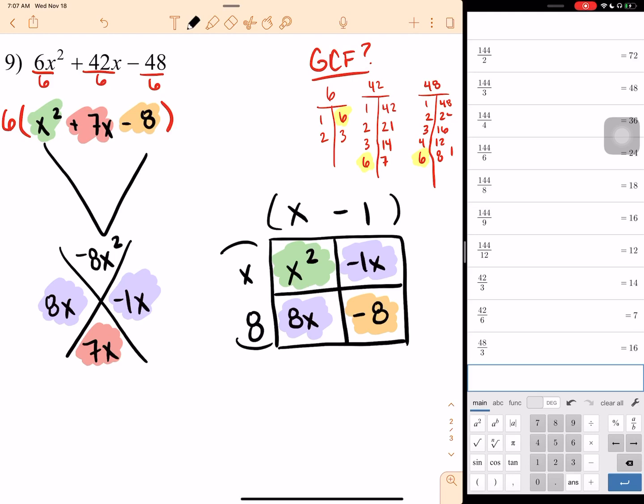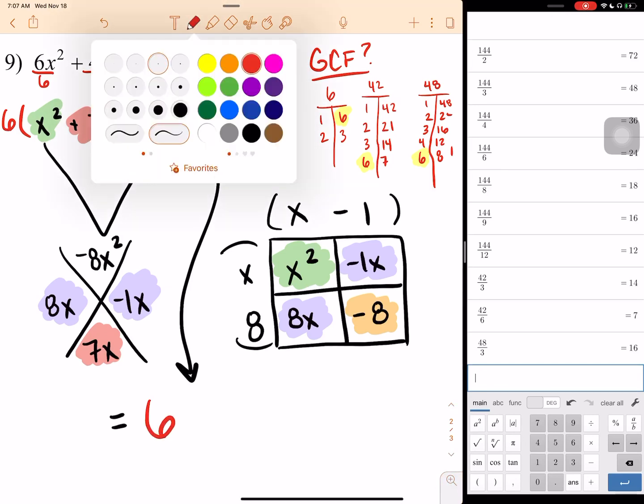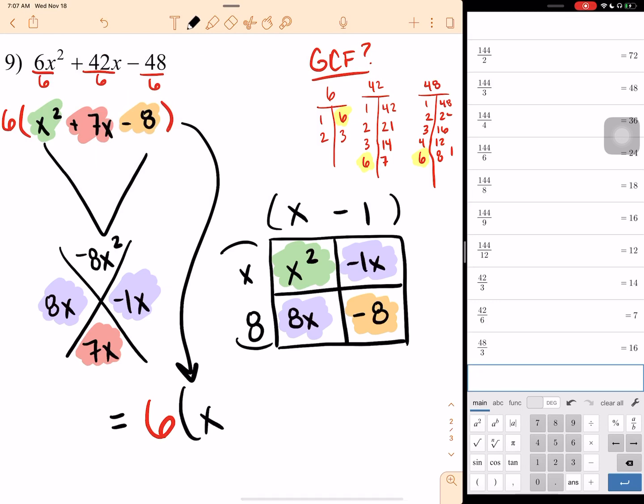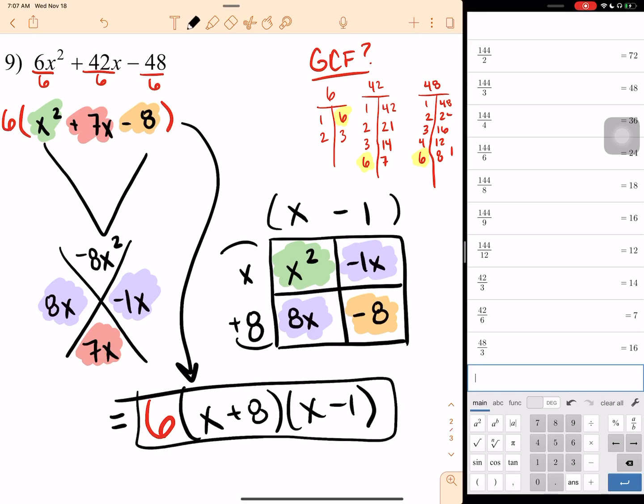So hopefully you guys pause to actually see how to do everything. So the way that you're going to write your final answer, you have to make sure that your GCF is there. So it's 6 times x plus 8 times x minus 1. That would be your final factored form. So be sure to pause the video.